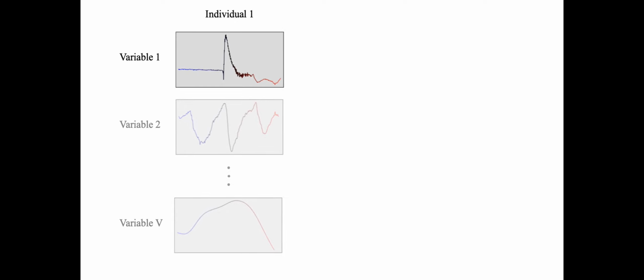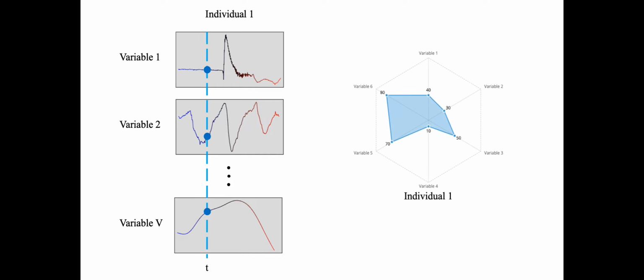Each individual has multiple variables. Every variable of any individual is a time series over a time period. Each individual at a time point is distinguished by its own variable's values. An intuitive display for an individual at a particular time point is the radar chart that shows all of its variables. We can also display it as a point in a high-dimensional space.